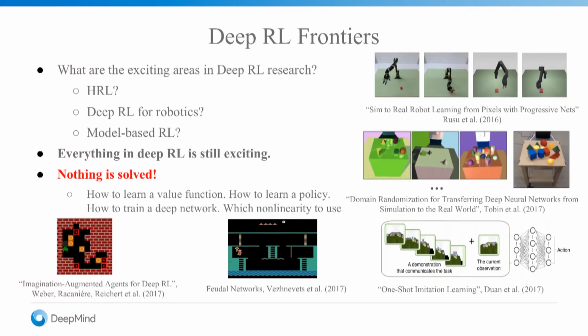Even deep learning itself, how do we train deep nets? There's still a lot of work to do. We still don't know what's the right nonlinearity. Maybe this is getting too low level, but I think it's important to remember not to get discouraged, because nothing is solved yet. It's all up for grabs.